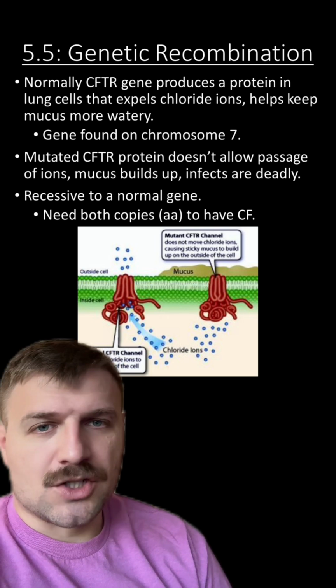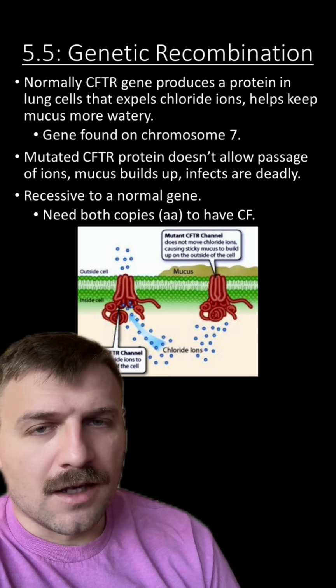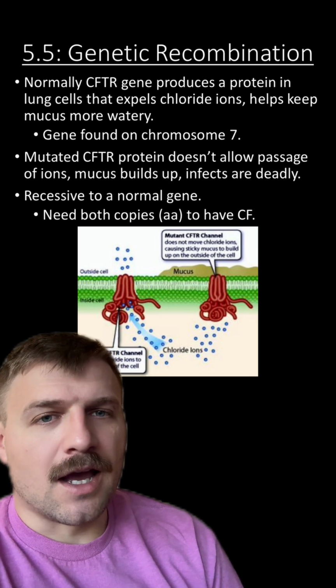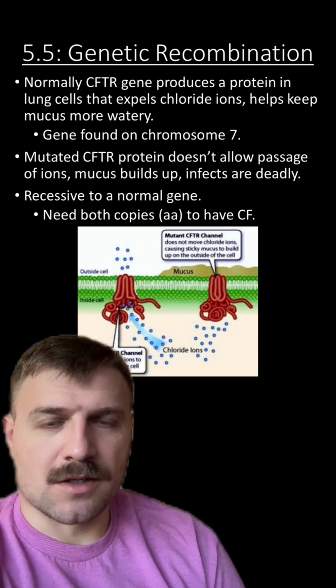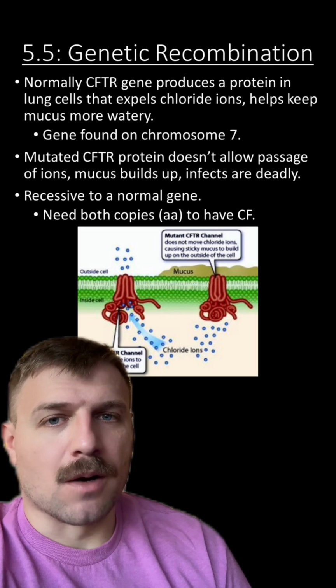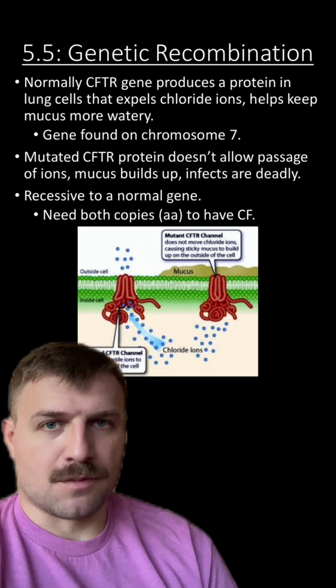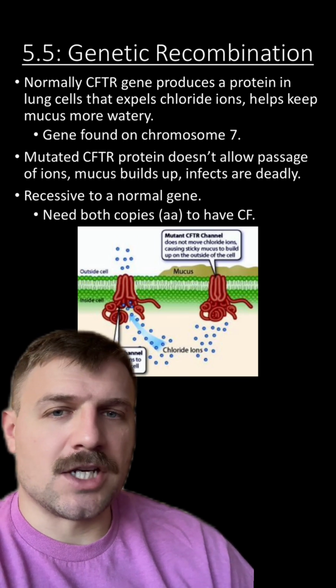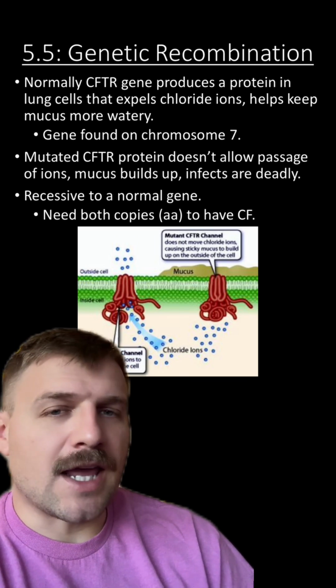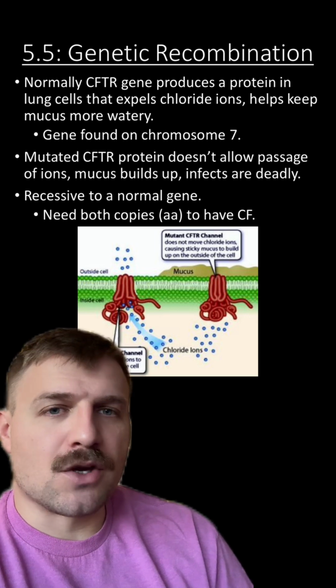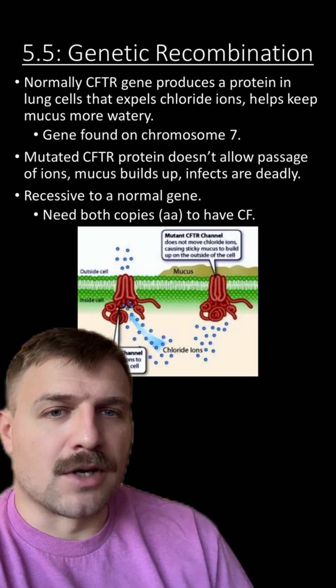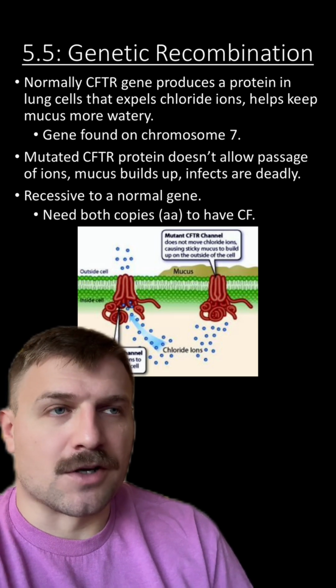The CFTR gene produces a protein in the lung cells that expels chloride ions and helps keep mucus in a more watery concentration. The gene for this CFTR protein is going to be found on chromosome 7. Whenever the CFTR gene is mutated, it's going to create a mutated protein that doesn't allow the passage of ions. This is going to in turn make the mucus build up and create infections in the person that are deadly.